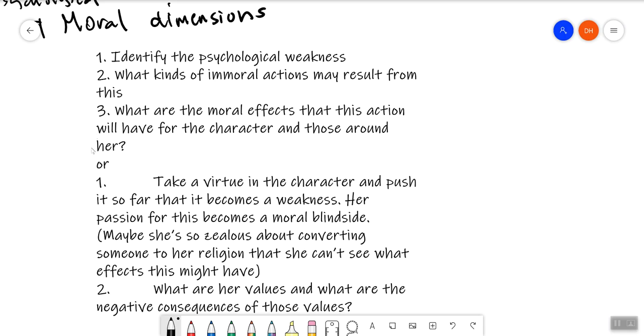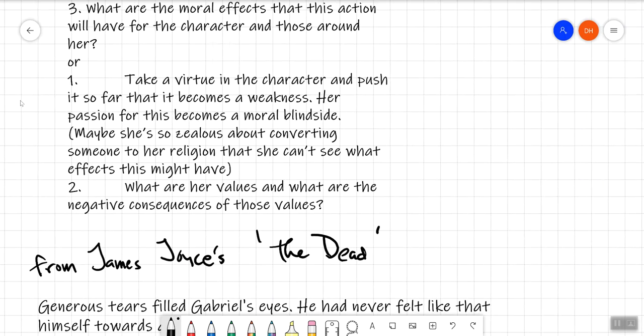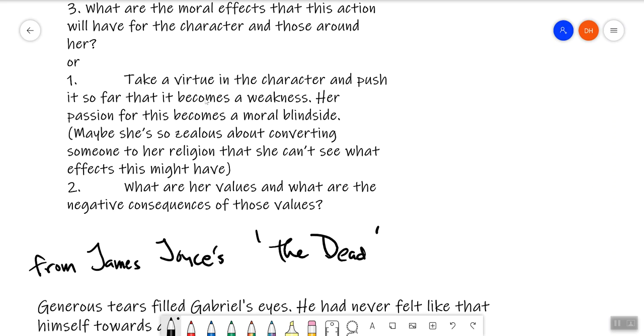Another way you can build this, which is kind of the opposite, is to take a virtue in the character and push it so far that it becomes a weakness. Her passion for this virtue, whatever it is, becomes a moral blind side to her. So I just randomly thought maybe she's so zealous about converting someone to her religion that she can't see what effects this might have.